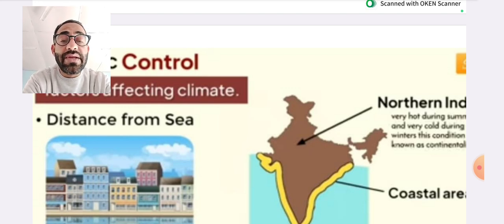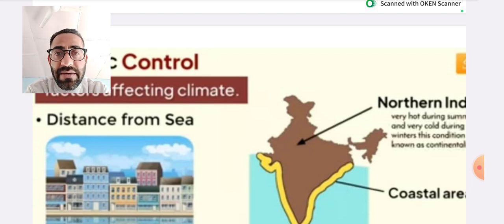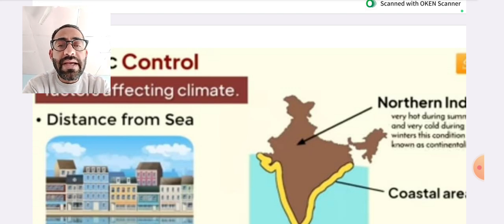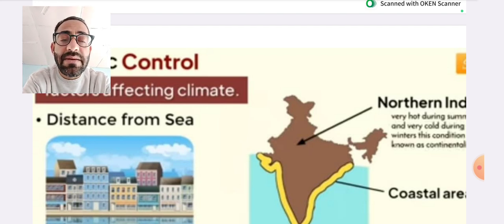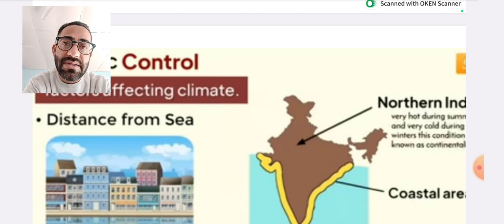I have already told you in the previous slide, there are two coastal plains, that is eastern coastal plains and western coastal plains, or we can say states. They experience moderate climate. Why? Because of the exposure to the sea. On the other hand, the northern Indian states, especially Delhi, experience continental type of climate. What do you mean by continental type of climate? Okay. Continental type of climate is also called extreme climate. Extreme climate means very hot during summer season and very cold during winter season.